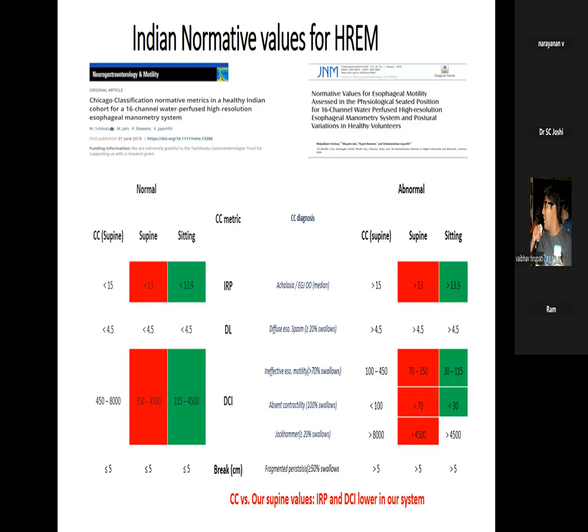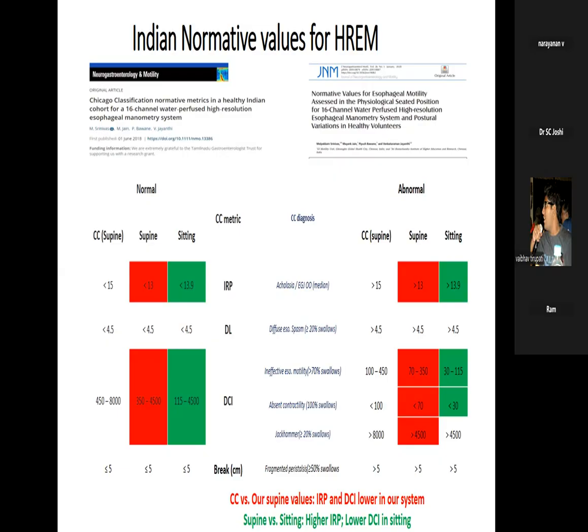Whereas when you apply a lower cutoff, you will probably get more values. This is probably a more appropriate cutoff. And when we compare supine with sitting, the IRP is higher and the DCI is lower. I'm not surprised by that, simply because when the patient is sitting, the bolus has to give a little more pressure because more fluid comes into the ampulla faster, stays there and pushes. So the IRP is a little higher in sitting, whereas the DCI will be less vigorous because there is support of gravity for the fluid to come down.